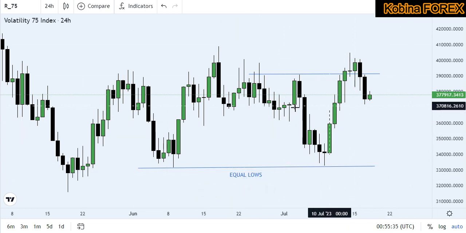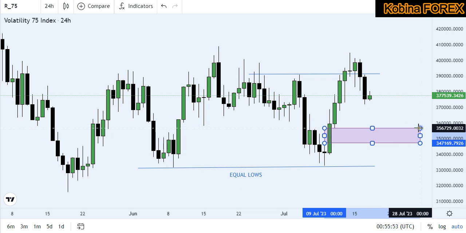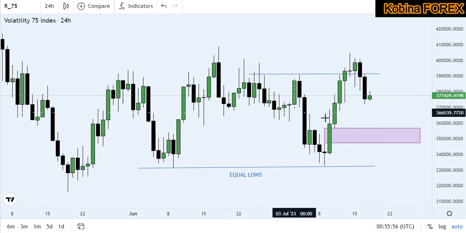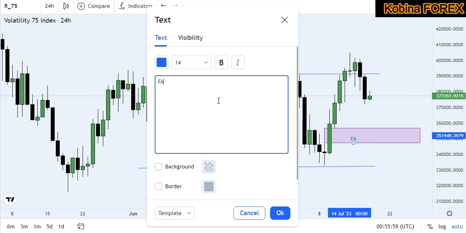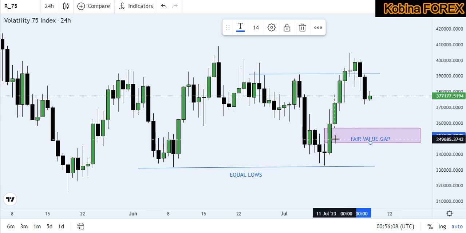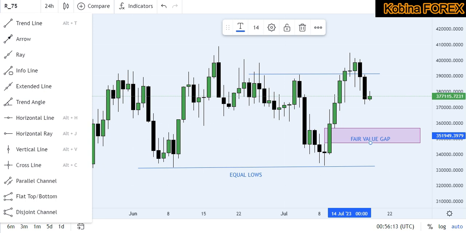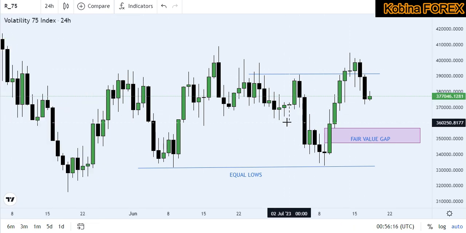But should price not respect this breaker and break beneath this level, we are expecting it to close in on the fair value gap. I'm expecting this fair value gap to be traded to, equally, should price fail below this level.